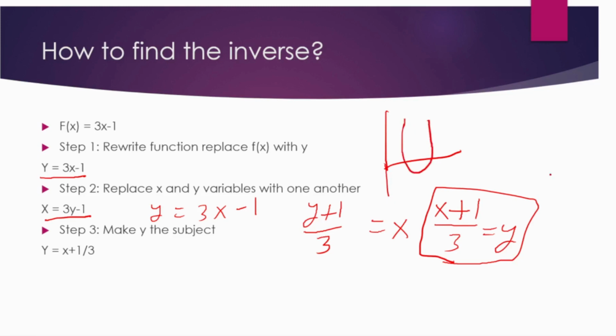This is the exponent and this is the y. So if I was to draw a horizontal line like this, as you can see, it's covering 2 points. So this will not be considered a one-to-one function, hence this will not have an inverse.